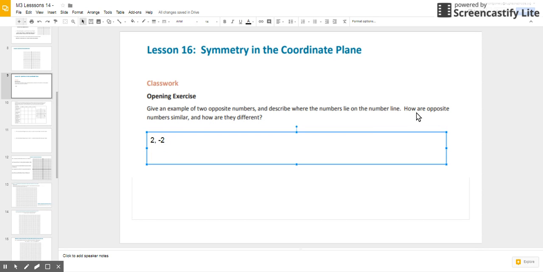So how are opposite numbers similar? Well, they're both the same distance from 0. That's what we want to talk about. These two numbers are similar because they are both 2 units away from 0.